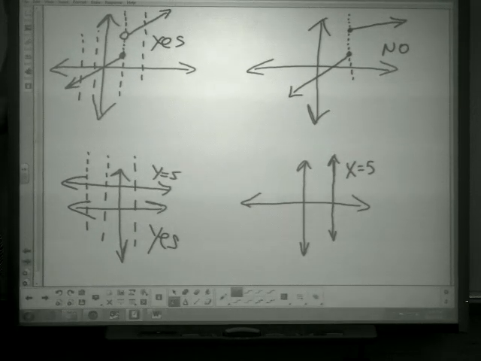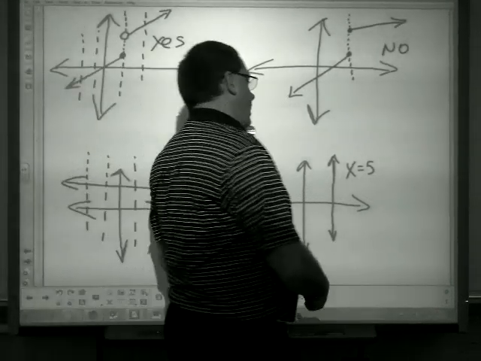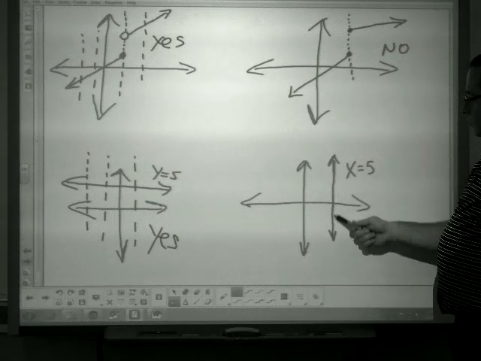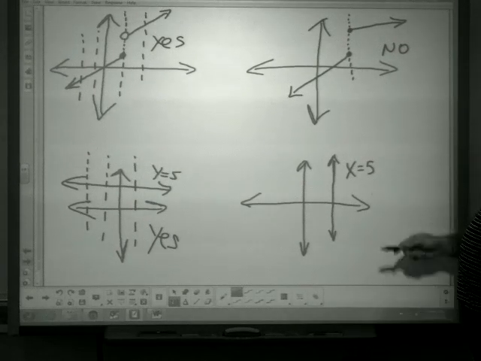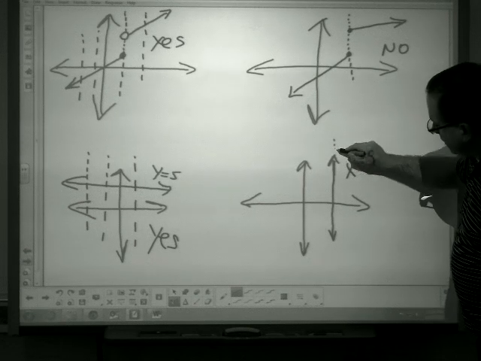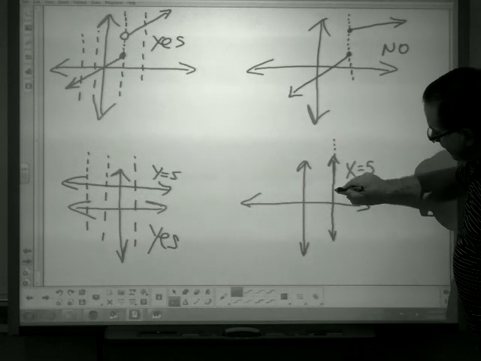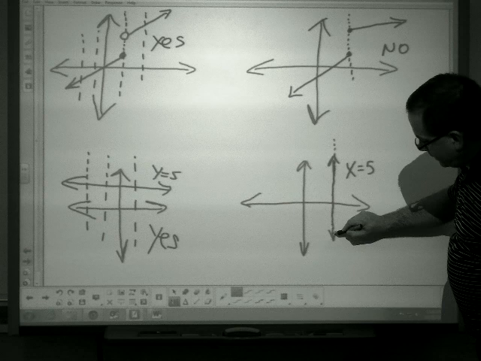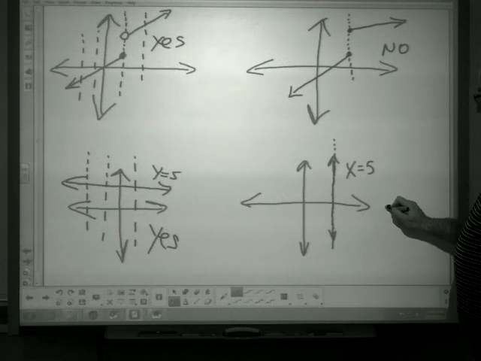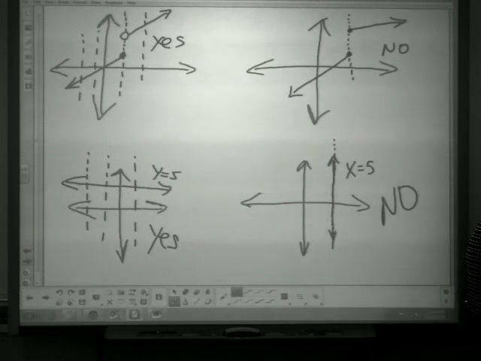Okay? Let's look at an x equals graph. X equals graph is a vertical line to start with. So if I draw a vertical line right here, that's going to hit it every single place. Is that more than once? You bet. So no, not a function.